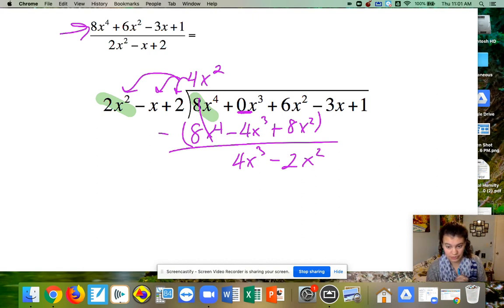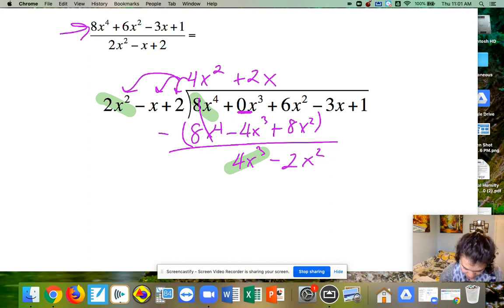Show all your work when you're doing these so that if you make a mistake somewhere, I can follow and give you partial credit. Now we're looking at how we can get 2x squared to look like 4x cubed. You need to multiply by 2 to get 2 to 4, and then multiply by x to get x squared to x cubed. Distribute through to everything again. So we get 4x to the third minus 2x squared plus 4x. And then I need to drop this down so I have something to subtract from.